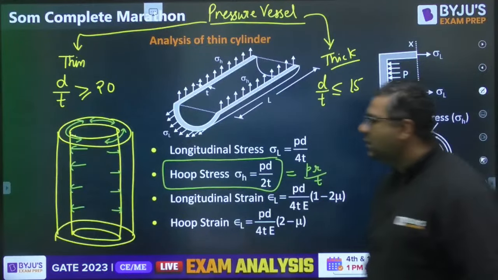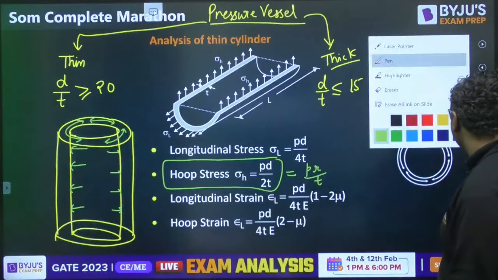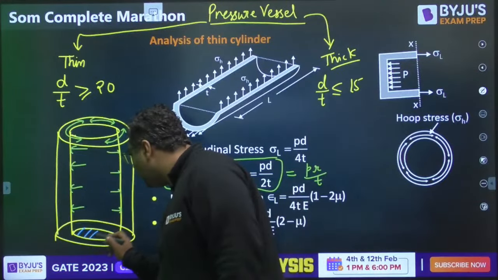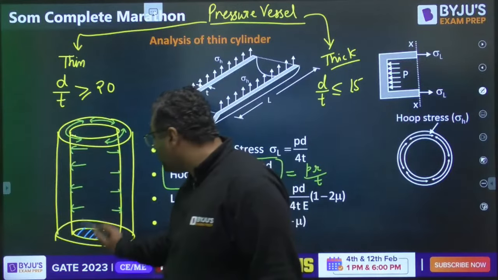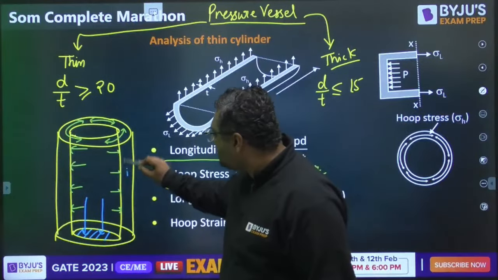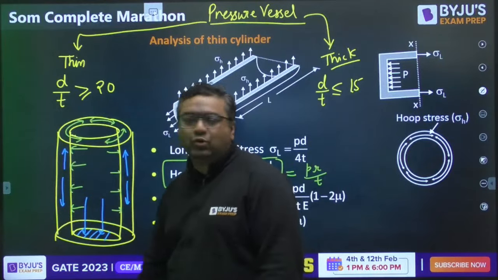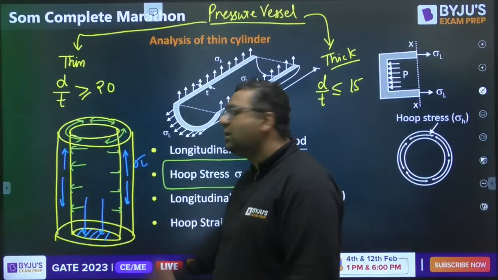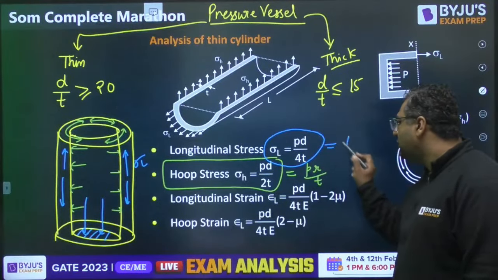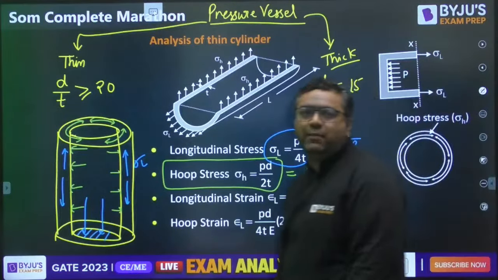Both are correct formulas. Now, you also will have a stress in the longitudinal direction. But when will it come? When you have at least one end closed. If one end is closed, pressure will be acting on this also. Because of this pressure, some tensile stresses will be induced in the length also. Those stresses are said to be the longitudinal stresses, and they are given as PD by 4T. In other words, they are hoop stress divided by 2.